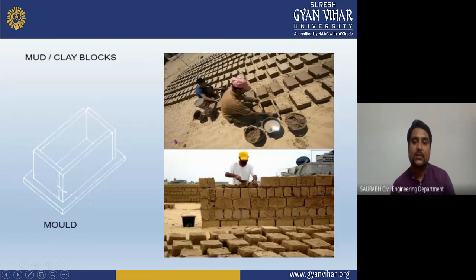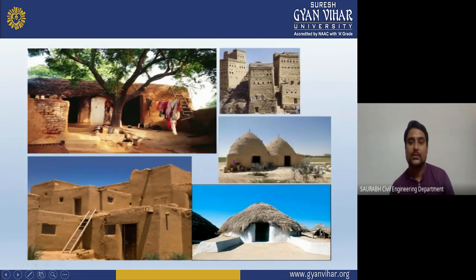Mud mortar may also be formed in the shape of clay blocks. As you can see here, you can make clay blocks, and you can also use them in the construction of walls, such as for lightweight load of the slab. So this was the structure which is made with mud mortar. As you can see, this is a very advanced mud mortar structure.